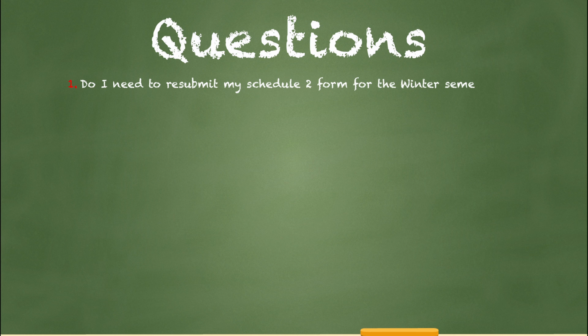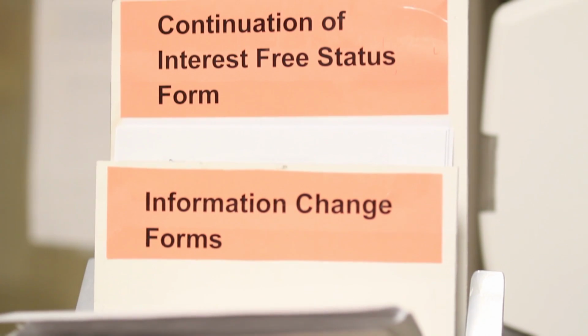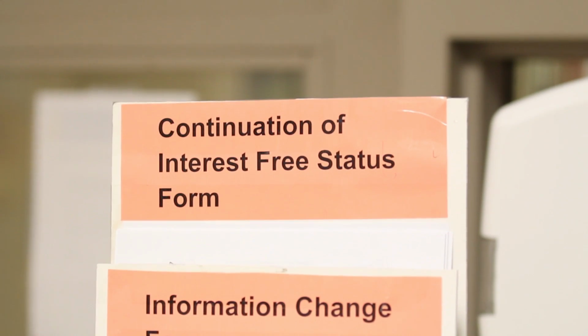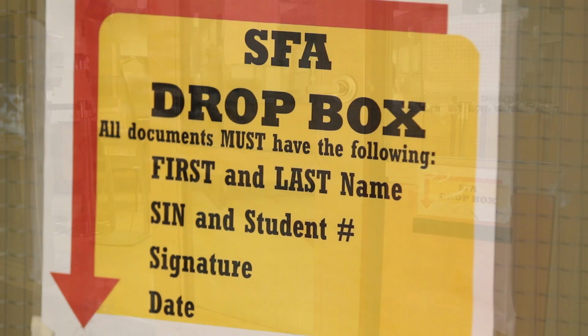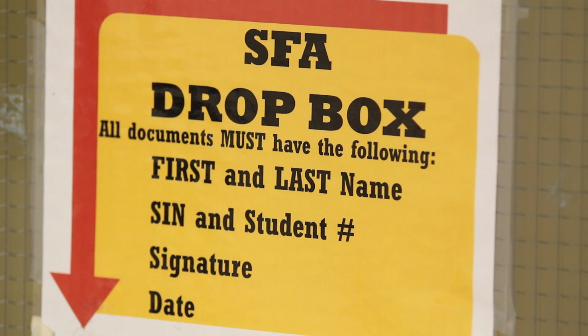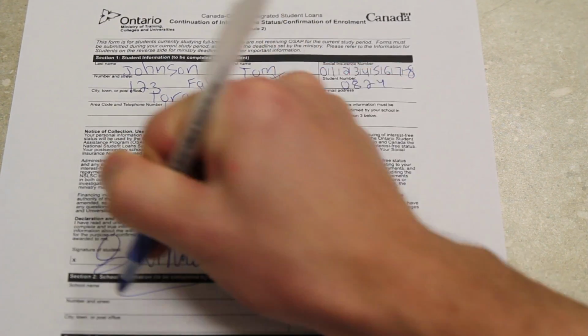Do I need to resubmit my Schedule 2 form for the winter semester? Students who are taking a 60% course load, which is 3 billing units or more, and are not receiving OSAP, would want to resubmit their continuation of interest-free status form into our office. For some students, if they have already submitted their form for the fall, it may have already been processed for the fall and winter semester.